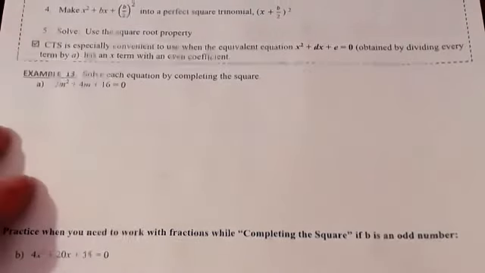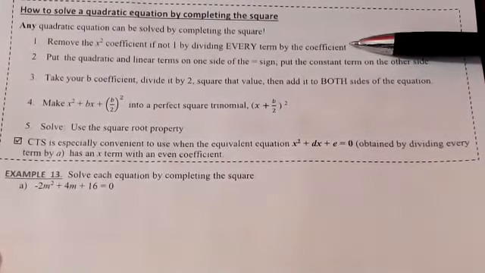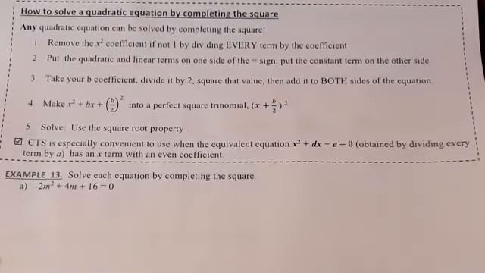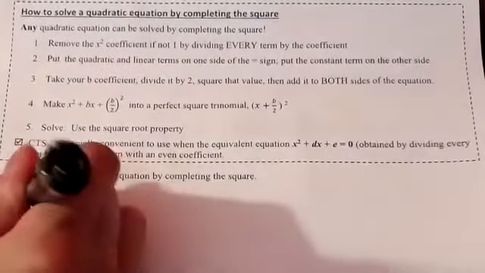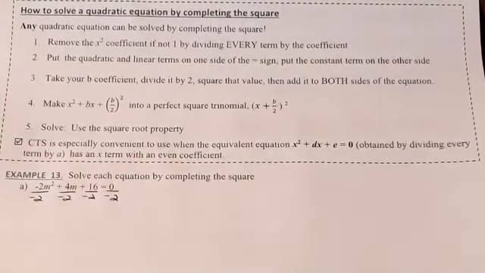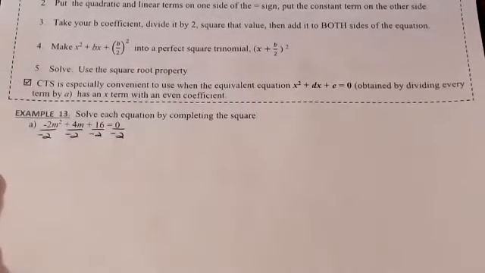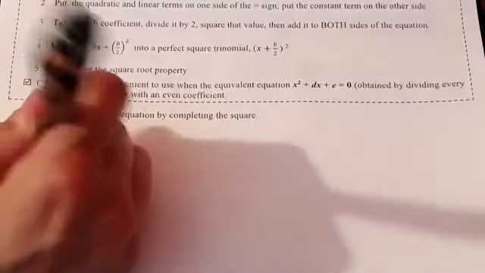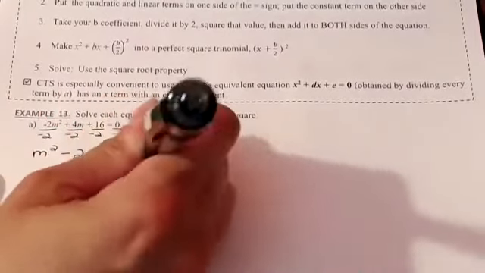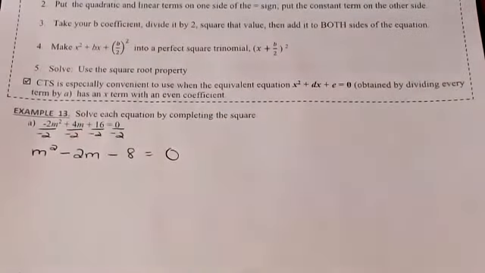What I want to point out is step number 1 here, which says remove the x squared coefficient if it's not 1, and you do that by dividing every term by that coefficient. So check this out. We're going to divide every term by negative 2. We want our leading coefficient to be a positive 1. That leaves us with m squared minus 2m minus 8 is equal to 0, because 0 divided by negative 2 is 0.